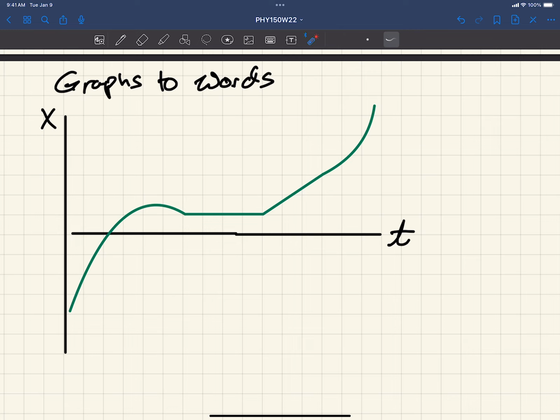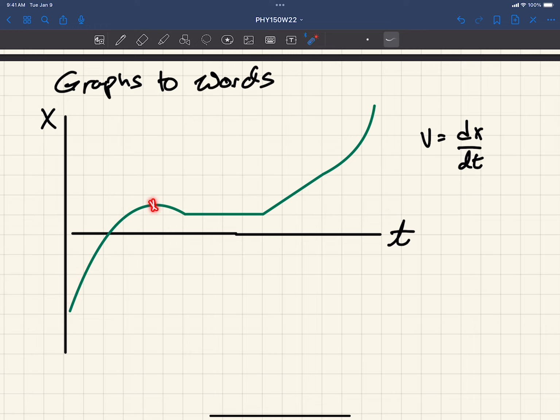Okay. So the first thing we can say using calculus, recalling that our velocity is the derivative of position with respect to time, is that the slope here is positive. So we can say that the object is moving in a positive direction. However, when we look at the slope here versus the slope here, we can see the slope in the beginning is greater than the slope here. So therefore, we can say it is moving in the positive direction, but it is slowing down.